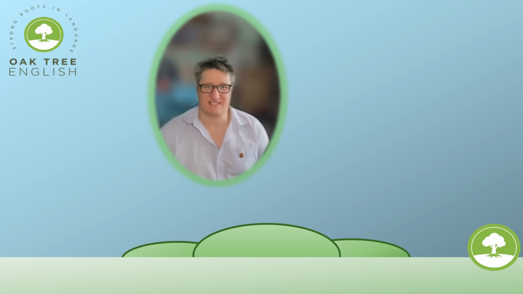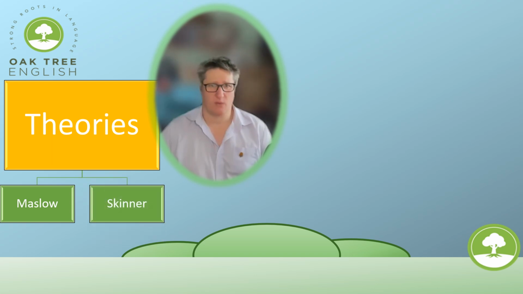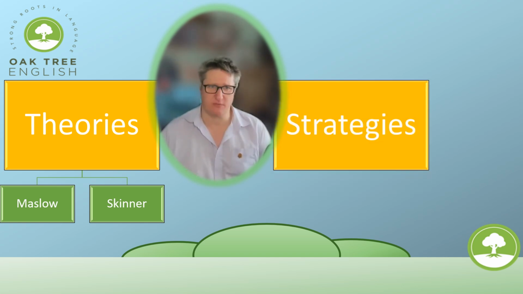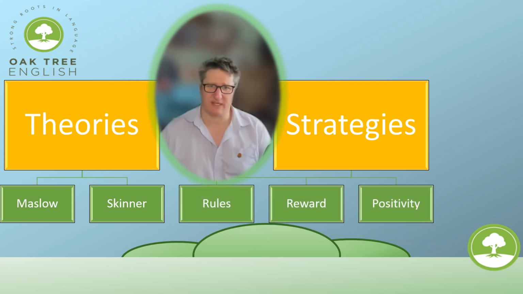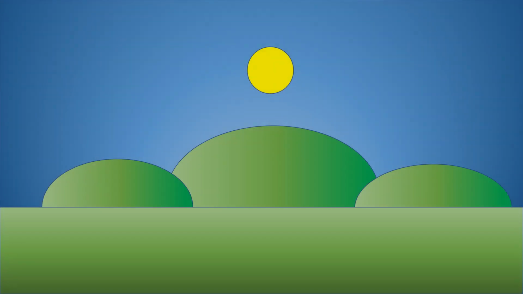So, just as I set out my aims at the beginning, let's review them together now. In this video, we wanted to compare and contrast two theories of behaviour motivation, specifically those of Maslow and Skinner, which we did by comparing the hierarchy of needs and operant conditioning. Then we analysed the strengths and limitations of a few behaviour managements, notably rule setting, rewards, positivity, and intentionality, which we saw had high levels of effectiveness at maximising motivation and limitations which can be mitigated at the planning stage. I hope you've enjoyed this video and found it useful.